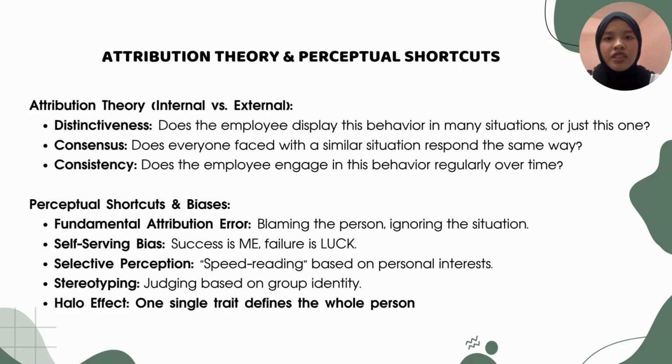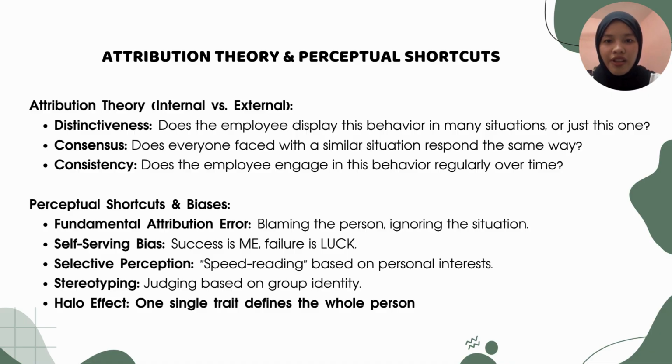Finally, let's take a look at how we judge others through attribution theory and how we look for shortcuts. When we observe an employee's behavior, we try to determine whether it is caused internally or externally based on 3 things. The first one is distinctiveness. Do they act like this in many situations or just this one? Consensus. Does everyone act the same way? And consistency. Do they do this regularly over time?